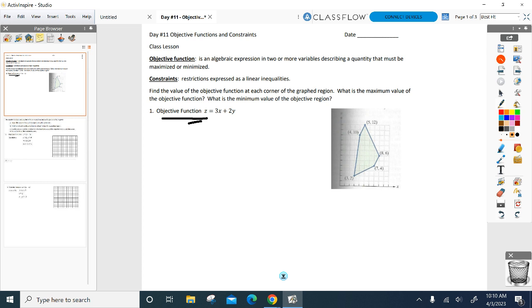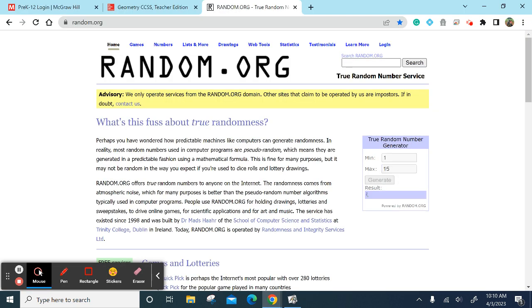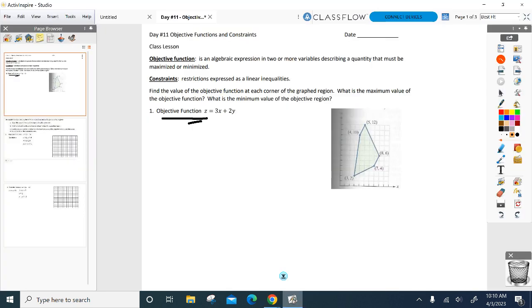So now I want to take the points off it. Give me 1 point off this shaded region that's on one of the vertices. Okay, we can start with 8 and 6. So here we go, 8, 6. I take that point, plug 8 in for X, 6 in for Y, and you let me know what your Z value is.